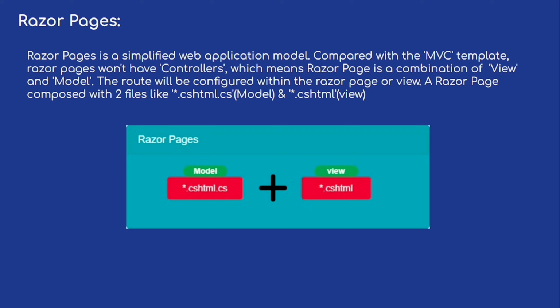Basically our Razor page is composed of two files. One is .cshtml.cs, that is called the model. The other is .cshtml, that is called the view. These two files combined make a Razor page. So in this demo we are going to implement a sample CRUD example by making a relation between two tables with one to many.